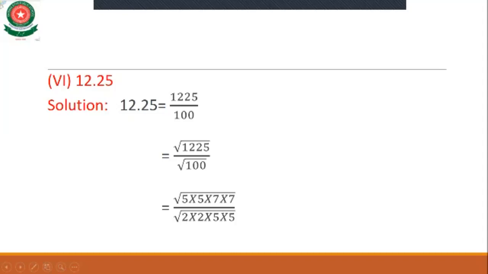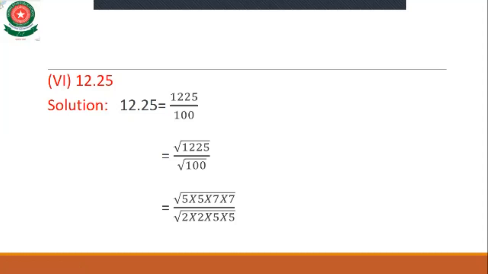5 multiply 5, 25. 7 multiply 7, 49. 49 multiply 25 is equal to 1225. Now for the denominator 100, we make the factors: 2 multiply 2, 4. 4 5s are 20, 20 5s are 100, which is equal to 100. Okay, in the prime factorization method, follow the steps.